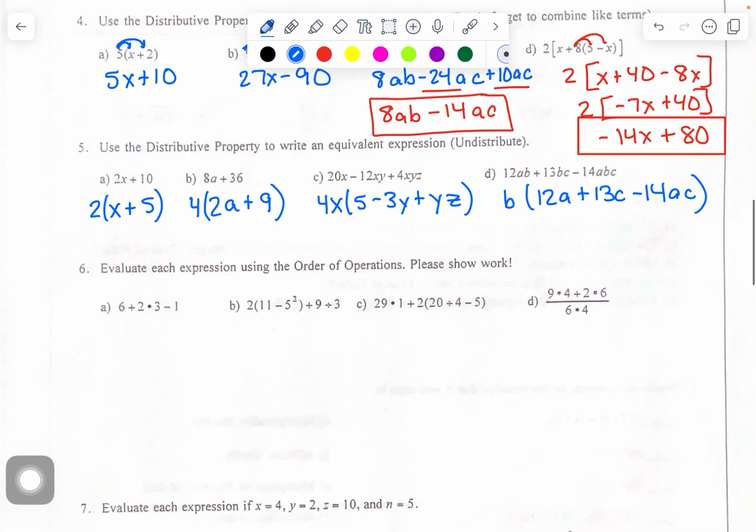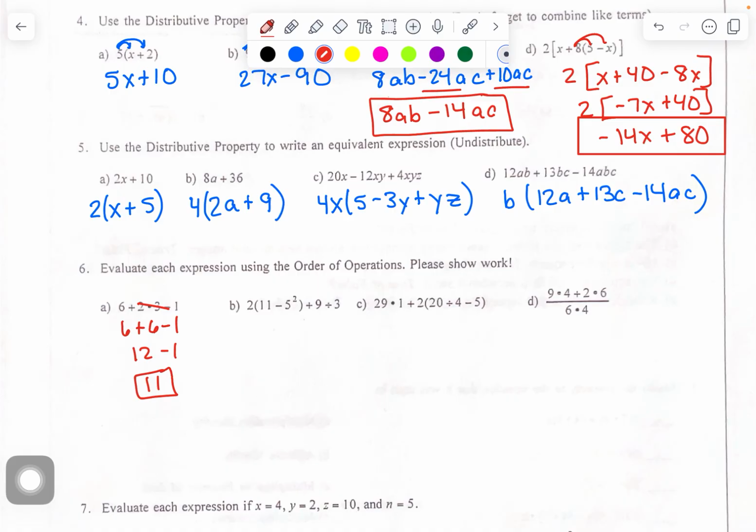Then the last two parts were on order of operations. Again, remember to show your work algebraically. So in the first one, I'm going to start with the multiplying. It would be 6 plus 6 minus 1, or 12 minus 1, which is 11.